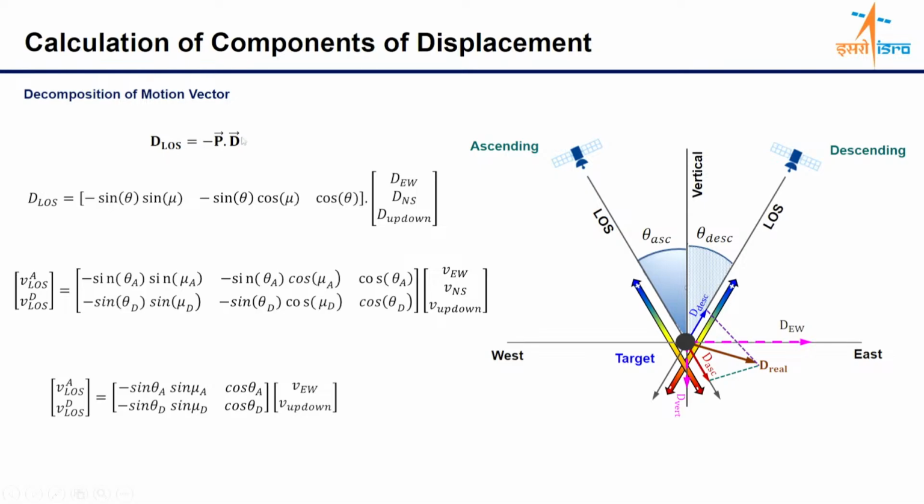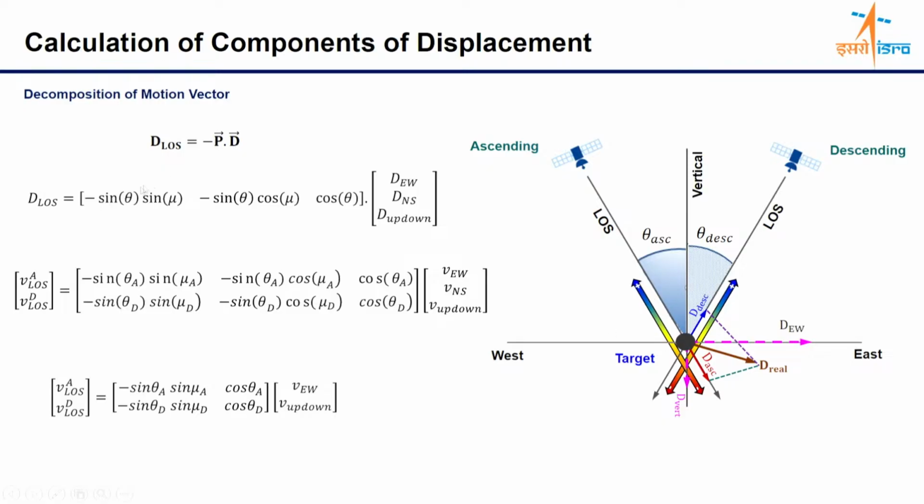So you can say the real deformation vector can be projected along the line of sight vector with the projection vector, which is minus P. The minus is written because the real vector is somewhere here and the line of sight is just opposite of that, that's why the negative sign is mentioned over here.